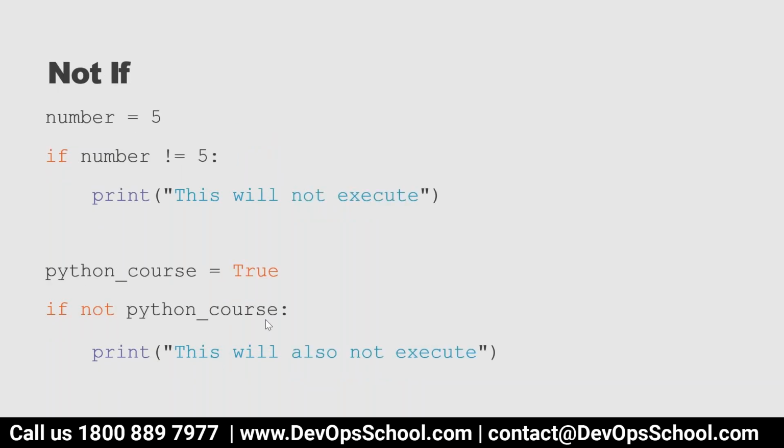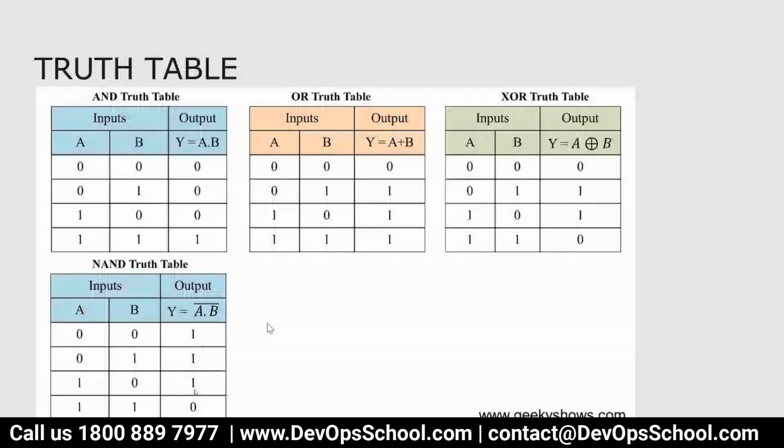Okay, so in Python we can use a not if also. So here if number is not equal to 5, then print this one. So that can also be done. But the opposite way you can also do. So here, let's say Python course is equal to true, if not Python course, then print this one. So the opposite way. Okay, so that's the truth table.